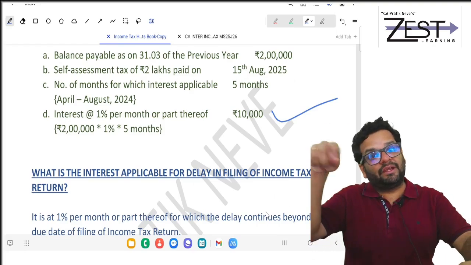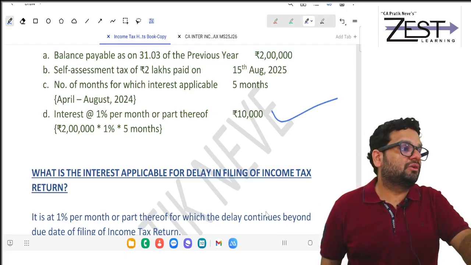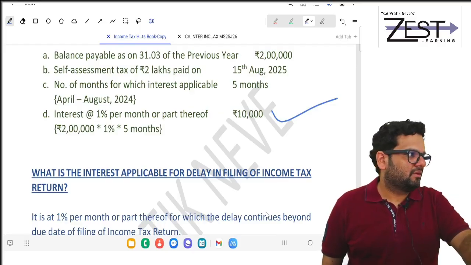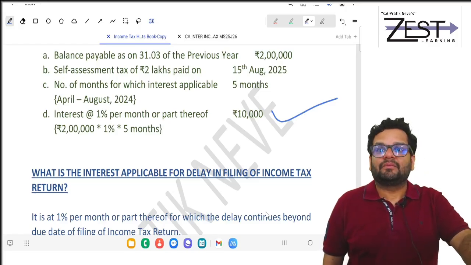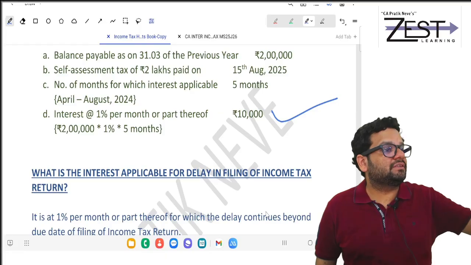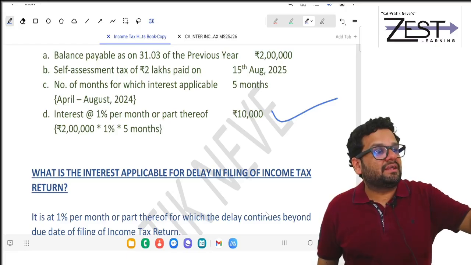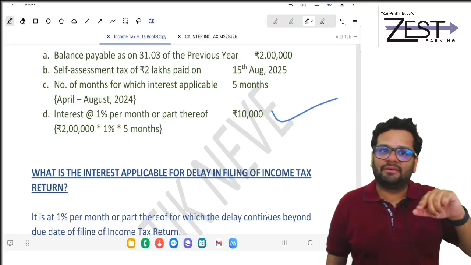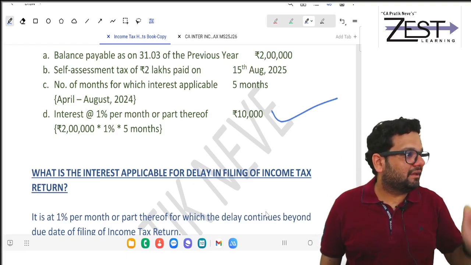Fees is also there, late fees. When you go to filing of ITR topic, you will understand 234F. One late fee is also there of 1000 rupees or 5000 rupees. If your total income exceeds 5 lakh, then this late fee is 5000. If your total income is less than 5 lakh, this late fee is 1000 under 234F. But apart from that, there is an interest of 234A.